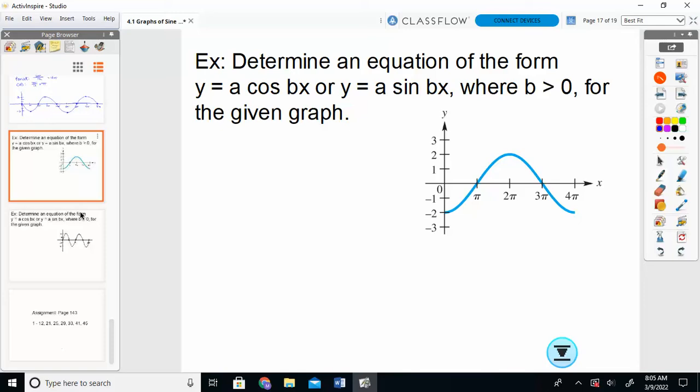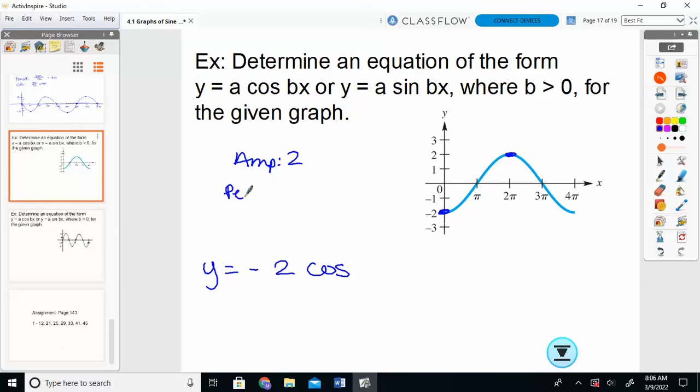A cosine, because sine starts at 0. So if it starts at its high or low point, that would be a cosine graph. Okay. But we know cosine normally starts up high. What would make it start down low? A negative. What is the amplitude of this graph? 2, because my low point is negative 2, my high point is positive 2. So that means it's a negative 2 in front.